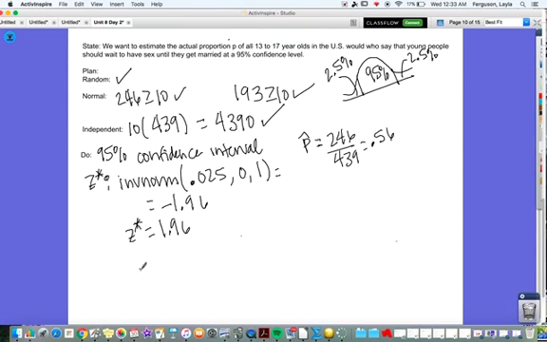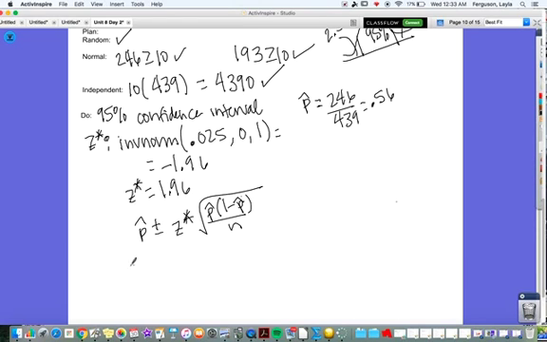Now we have to use the p hat plus or minus the z star times the square root of p hat times 1 minus p hat all over n. So that means it's going to look like 0.56 plus or minus 1.96 times the square root of 0.56 times 1 minus 0.56 all over n, which is 439.